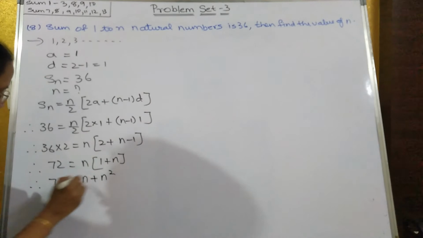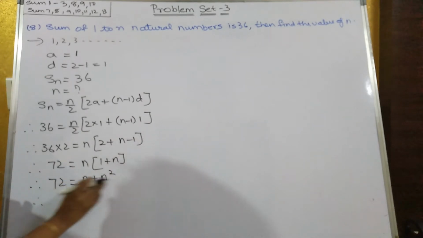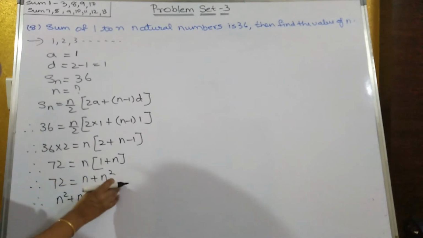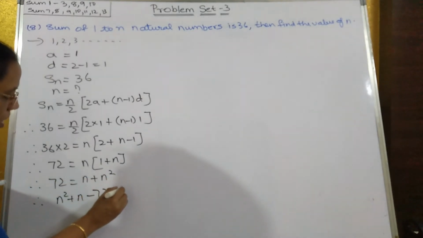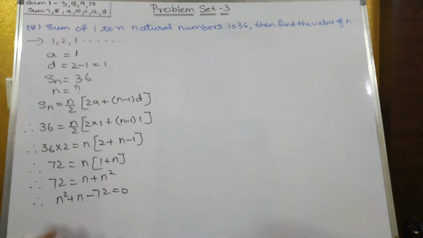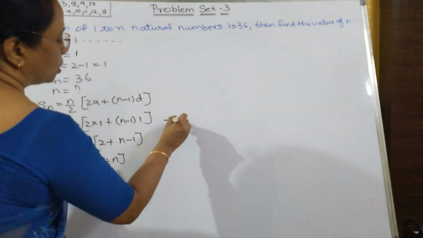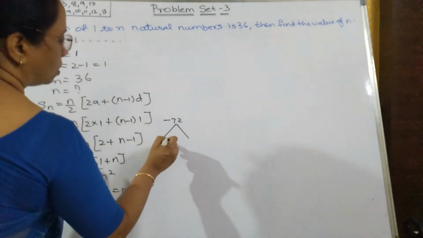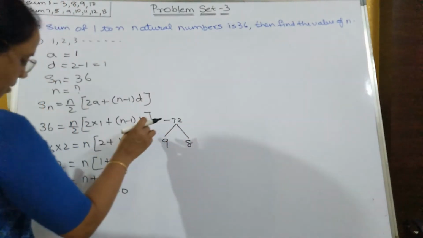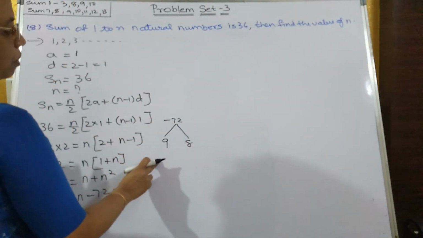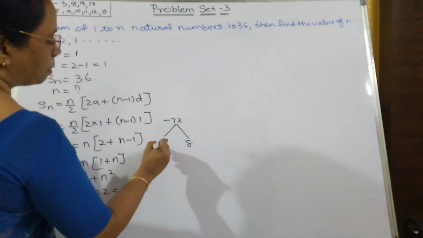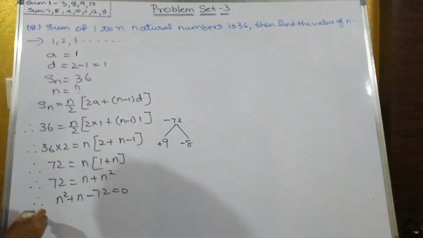Therefore take this on this side. First you write down n square, then plus n, and when 72 goes on this side it will become minus 72 is equal to 0. Now we have to do the breakup over here. So minus 72 is what? What are the two factors of 72? 9 and 8. Since this is negative, so one will be positive and one will be negative. Over here the middle term is positive, so the bigger number will be positive and the smaller number will be negative.